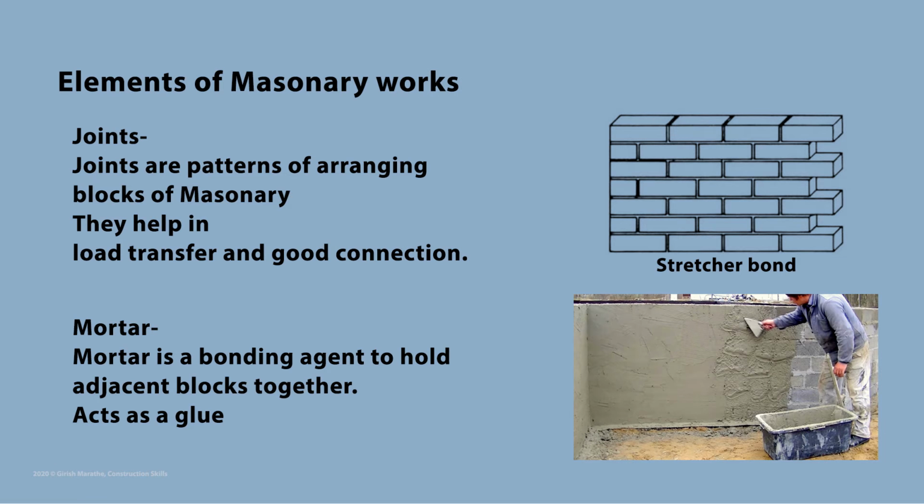All masonry works consist of joints and mortars. Joints are patterns of arranging blocks. They help in load transfer as well as in proper connection between all the layers. The most common type of joint is stretcher joint, which can be seen in the picture.